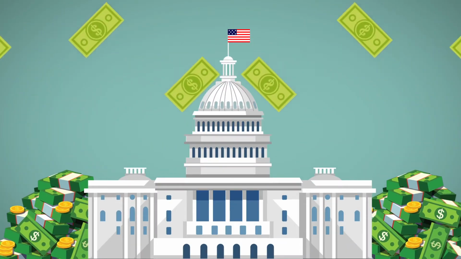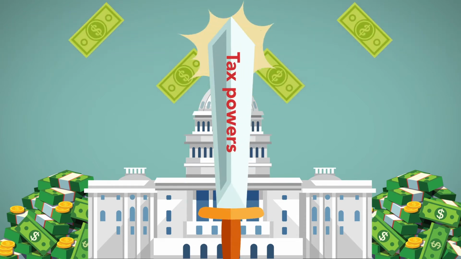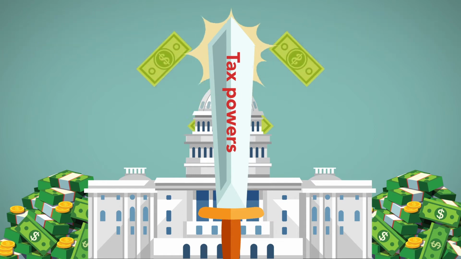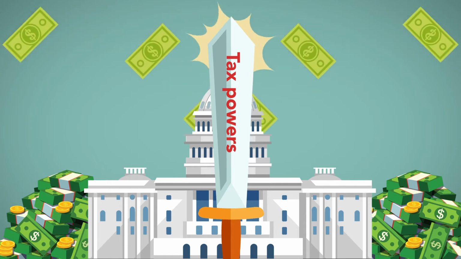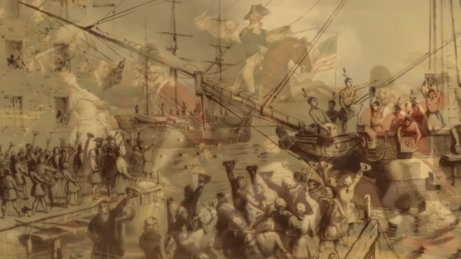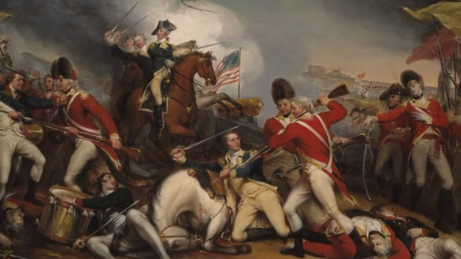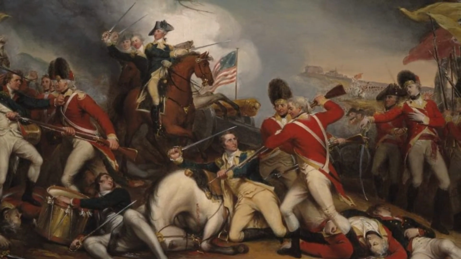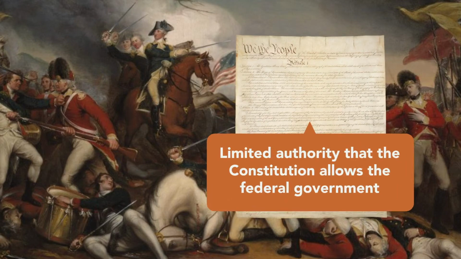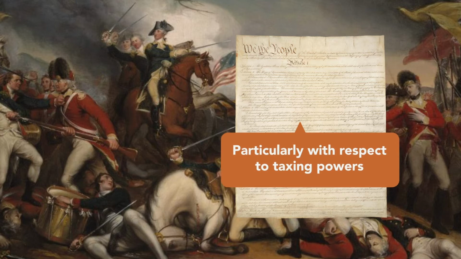Federal taxation. Collecting taxes is an important way that governments acquire revenue to fund public services. However, tax powers can be a double-edged sword. Excessive taxation has raised the public ire many times throughout the history of Western civilization, and tax issues were the main motivator behind the Boston Tea Party, an event that helped ignite the American Revolution. The governance issues that caused the American colonies to separate from England are reflected in the limited authority that the Constitution allows the federal government, particularly with respect to taxing powers.